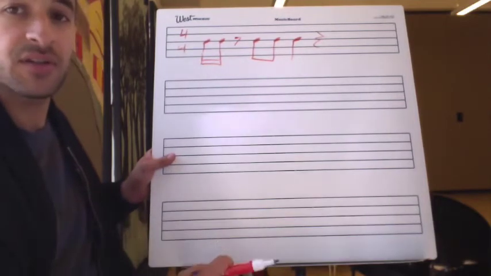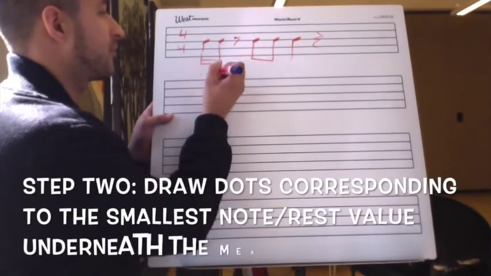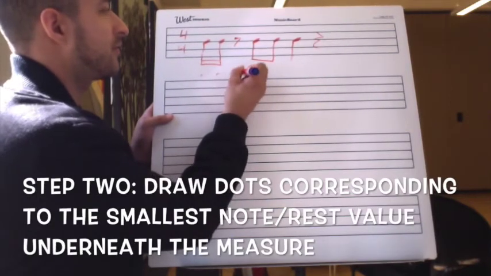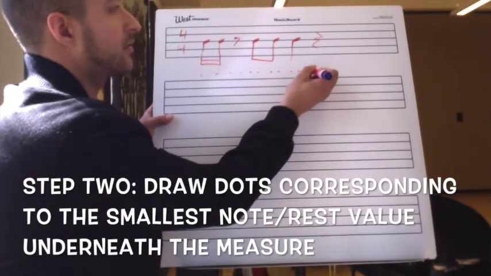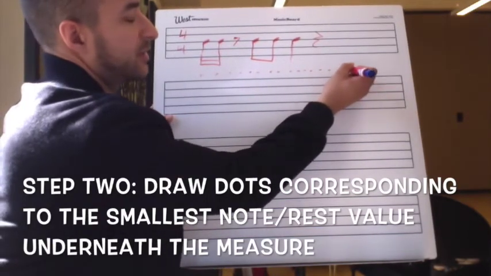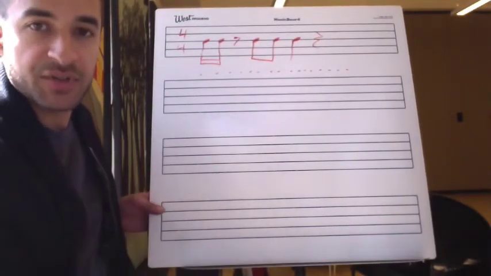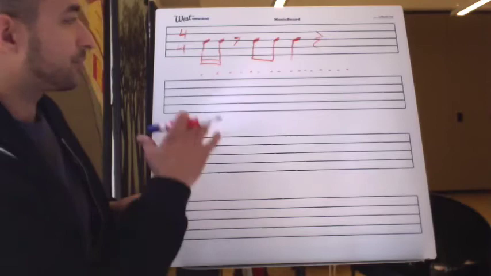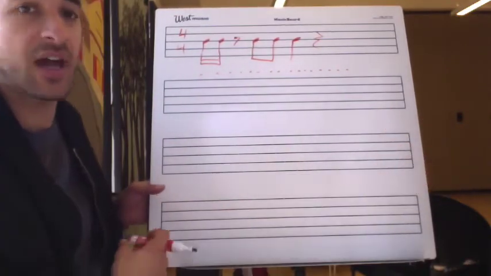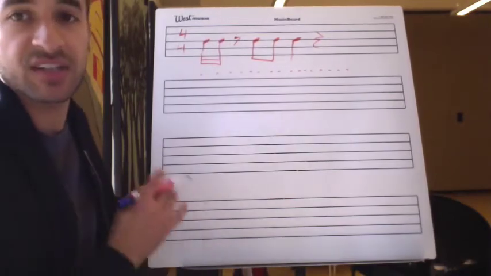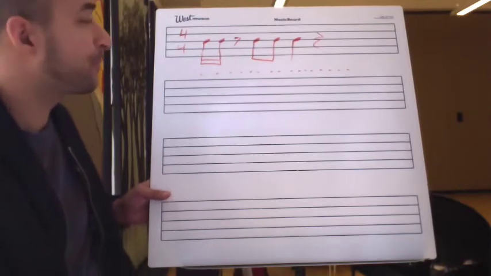So what I'm going to do is draw 16 dots right underneath this. 1, 2, 3, 4, 5, 6, 7, 8, 9, 10, 11, 12, 13, 14, 15, 16. Let's pretend that all these dots are equally spaced apart and they represent a steady flow of 16th notes, as if I had just written 16 16th notes across the bar. Okay, and that's our steady time.